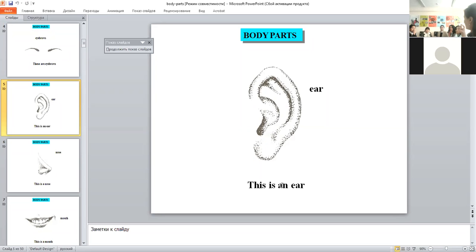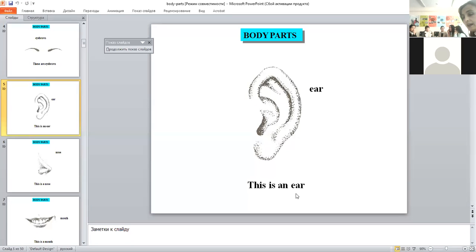So when do we use a and when do we use an? If the noun begins with a consonant, we use a: a table, a pen, a laptop, a boy, a girl. But if the noun begins with a vowel letter, we should use the indefinite article an. For example, an elephant, an engineer, an apple. Here, this is an ear.